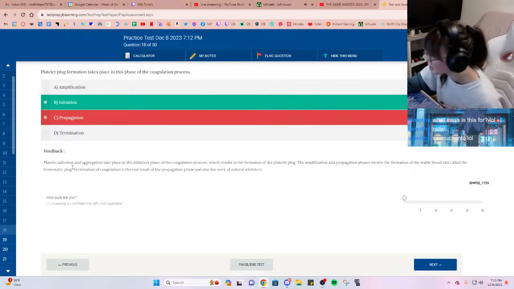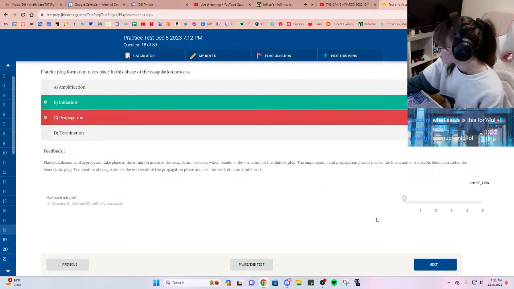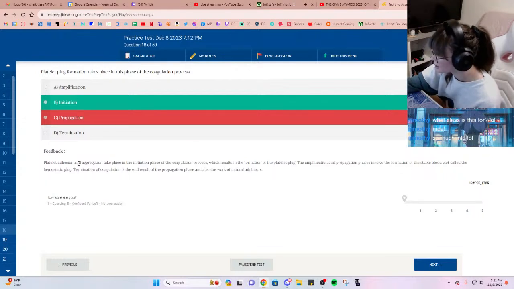Platelet adhesion and aggregation take place in the initiation phase of the coagulation process, which results in the formation of the platelet plug. The amplification and propagation phases involve the formation of the stable blood clot called the hemostatic plug. Termination of coagulation is the end result of the propagation phase, and also the work of natural inhibitors. Hemostatic plug, okay. Stable blood clot. This is the stable blood clot. This is the initial plug. The platelet plug is the initial plug.